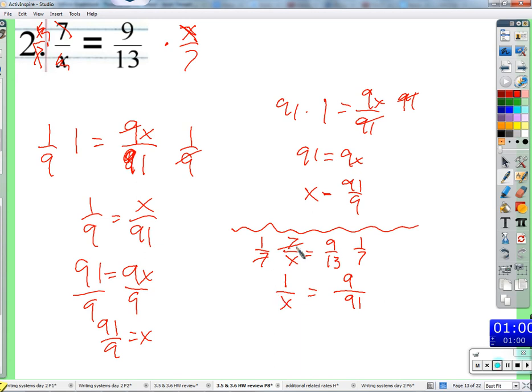So Morgan's asking, is it important to keep this 1? Could we just say x? Wait. So, is 1 over x the same as x? That's the question. No. Let's try it with a specific number. 1 over 4. Is that the same as 4? No. So 1 over x is not the same as x.